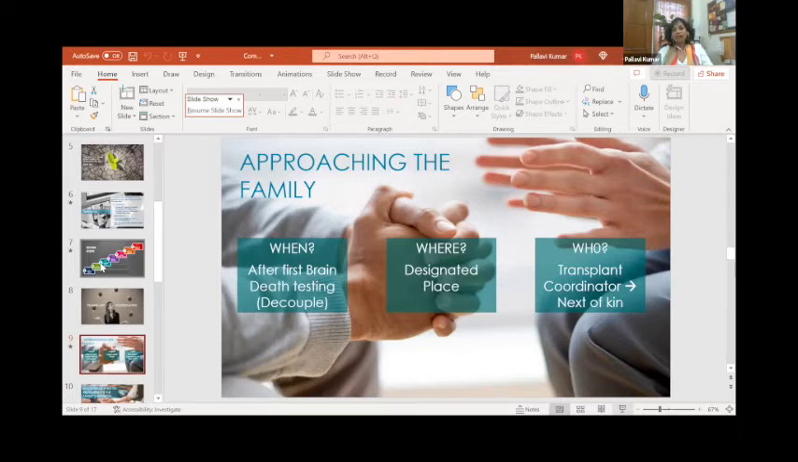Most hospitals do not have a designated place for this kind of conversation. Bigger transplant centers are now finding rooms designated for conversations on organ donation. But especially in government hospitals, very often our transplant coordinators are literally standing in the corridors and talking to families. Sometimes that's how sad it is.